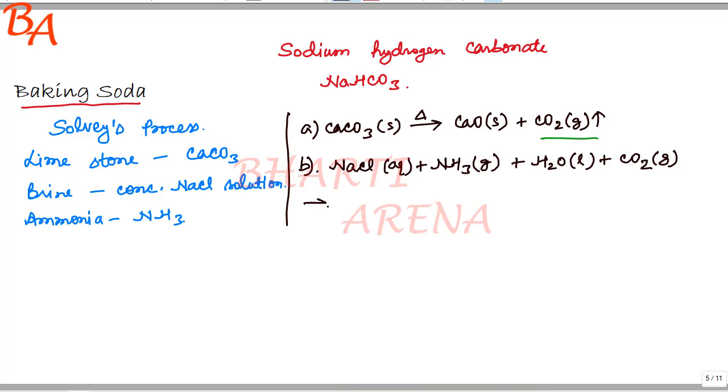These all will give sodium hydrogen carbonate in solid form, it is precipitated, plus ammonium chloride remains in the solution. Here sodium bicarbonate crystallizes out from the solution, and this is baking soda.